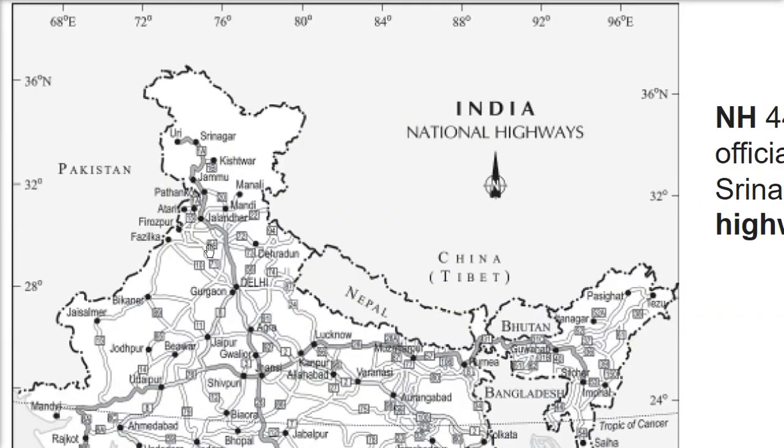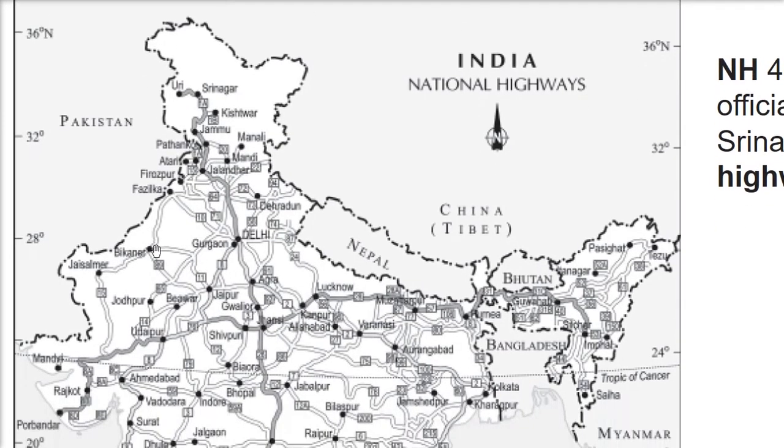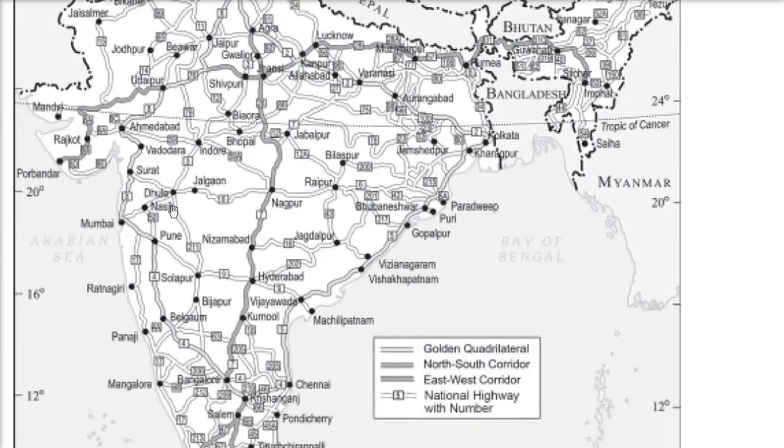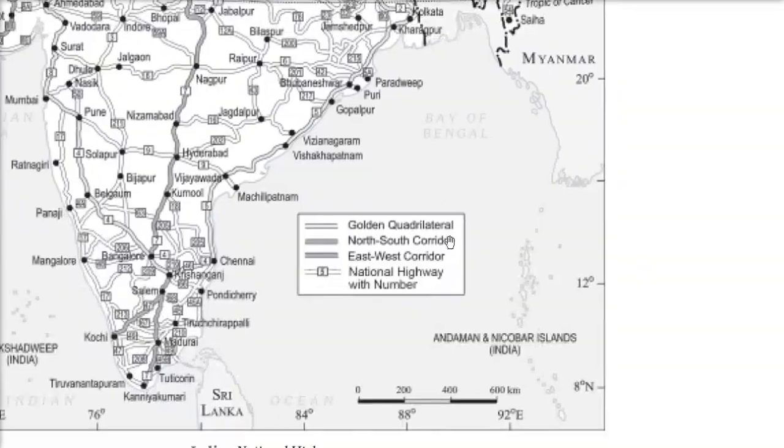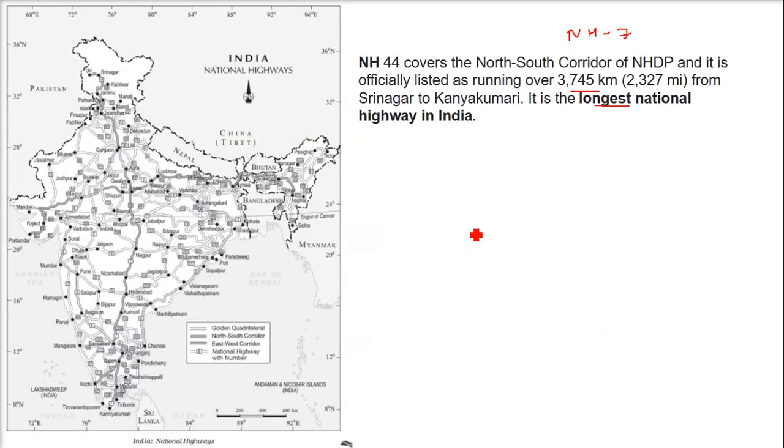So these are all NH, right? We talked about the Sher Shah Suri Marg. This is also there, NH8, NH15, all are there. If you see, we combine from Delhi to Mumbai, we just talked about the different NHs here. So these are different kinds of roads, as you see.